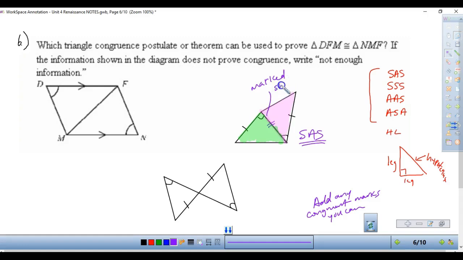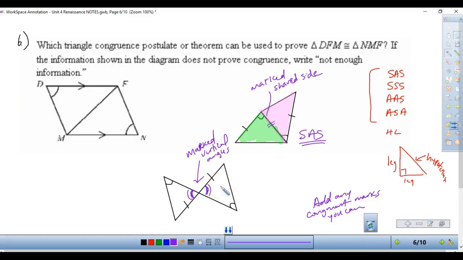So you know you can do that. Marked shared side. And here we have what are called vertical angles. So you're using a little bit of your Unit 3 stuff. So marked, not maked, marked vertical angles. And we can mark them. Now I can't actually use that one because that marker was already used, so I'd have to use a double.